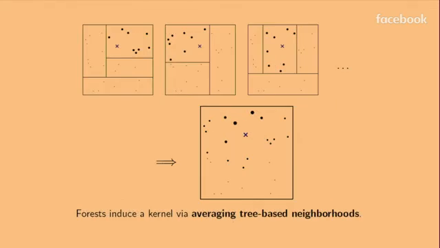Well, I'm going to generate a bunch of trees. Each tree is going to be a partition of the covariate space, and I'm just going to take the frequency of being nearby as the weight that I get in this weighting function.